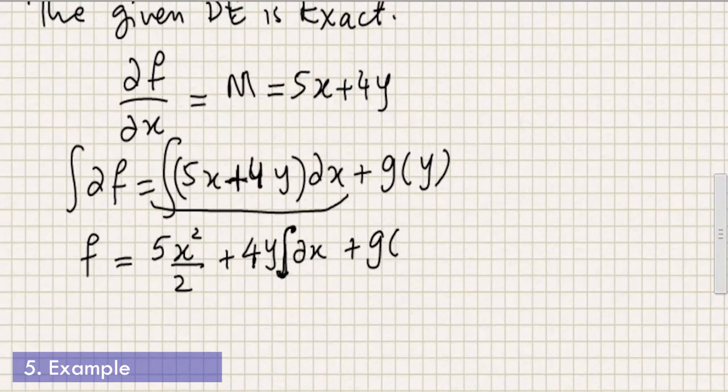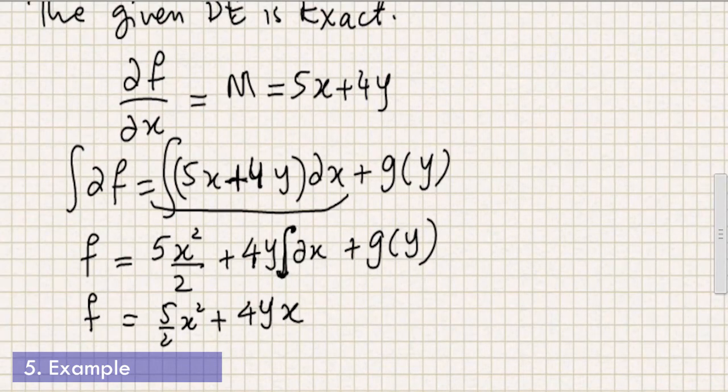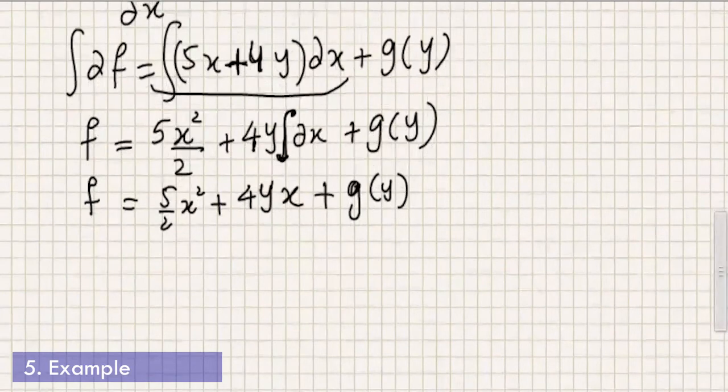Similarly, here we get g of y, and then we write down f equal to 5 over 2 x squared plus 4y. And what is the integral of 1 with respect to x? Simply x, right? So this is g of y. I hope you got up to this point.